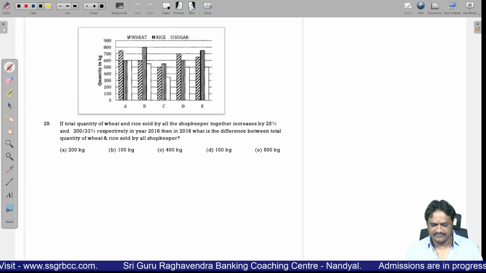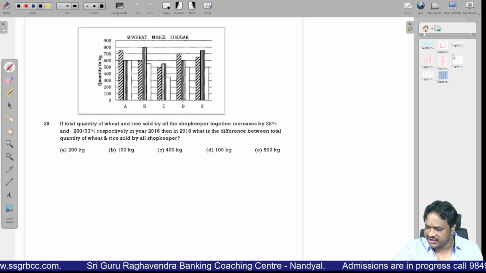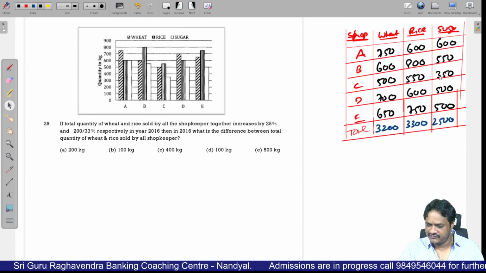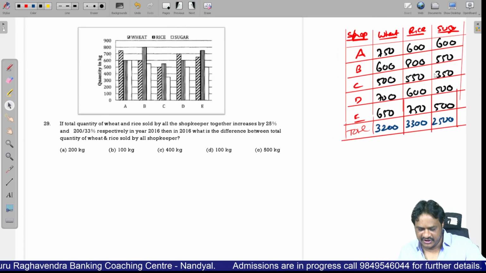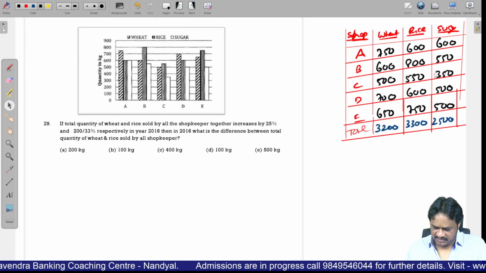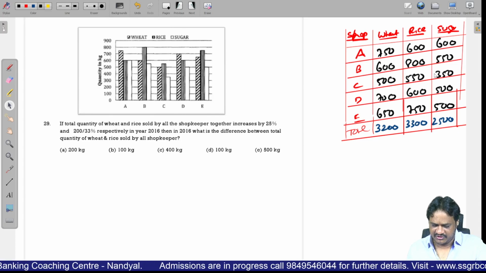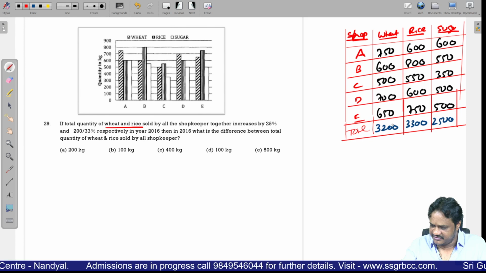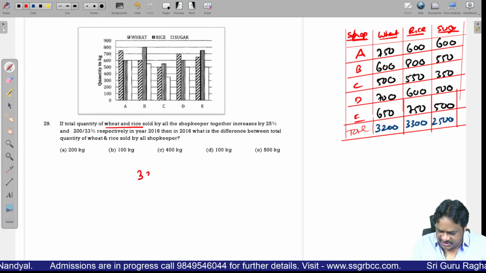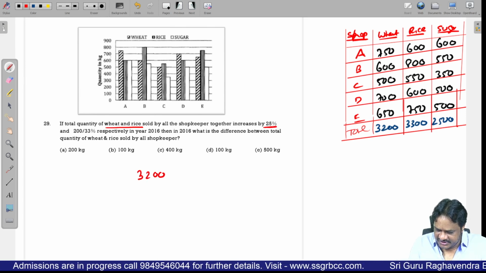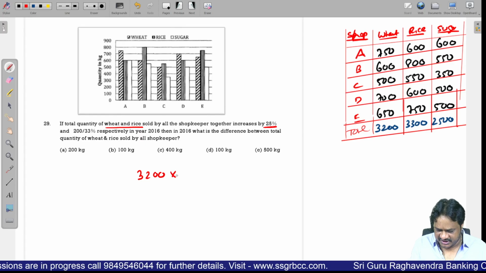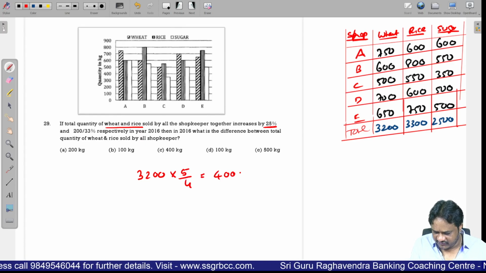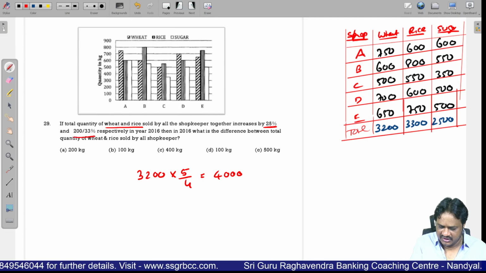Next question. If the total quantity of wheat and rice sold by all shopkeepers is increased by 25% and 200 by 33%. Now first take wheat. Total wheat is 3200. It is increased by 25%. Increased by 25% means into 5 by 4. We will get 4000. Then rice.